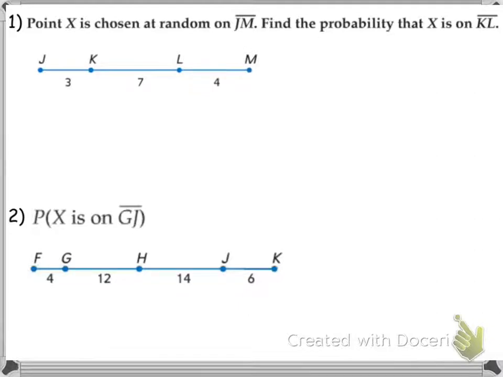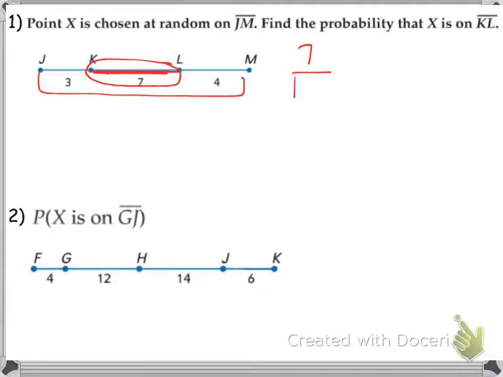So number 1 says point X is chosen at random on JM. Find the probability that X is on KL. So here the probability that the point is somewhere in that region, I'm going to take the part, which is 7. I'm going to divide it by the whole. And if you add all of those up, that's 14. If you type that in the calculator, it's 0.5. And so if you move the decimal over 2 times, then that would be 50%.